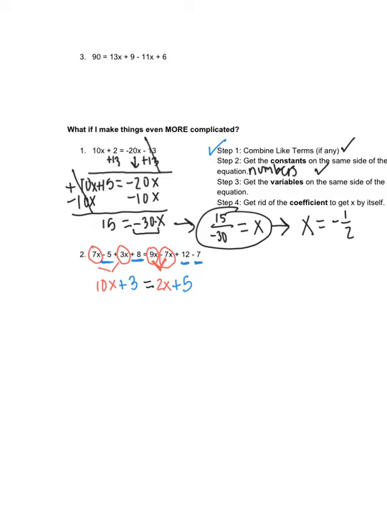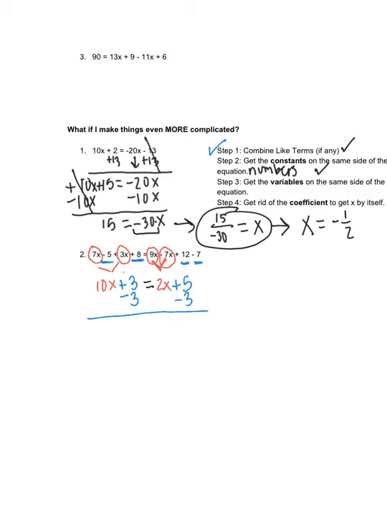So the next thing that I need to do is get the constants on the same side of the equation. That's step 2. So my constants are 5 and 3. It really doesn't matter what I do first, but I'm going to get rid of this +3. I want to move this 3 to the right side. So to get rid of +3, I have to do the inverse of addition, which is to subtract. So I'm going to subtract 3 from both sides.